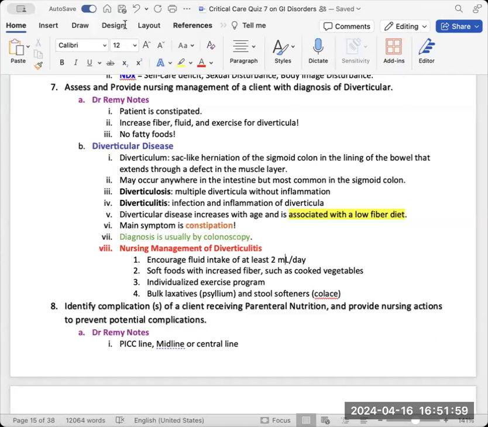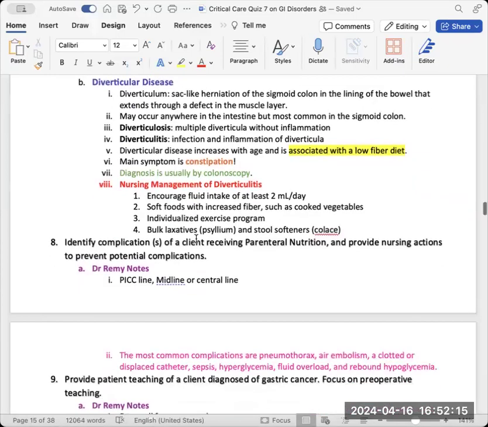And if we see diverticulosis, that's herniation or diverticula without inflammation. And if it talks about diverticulitis, anything that ends in itis means inflammation. So this is inflammation and infection of that area.